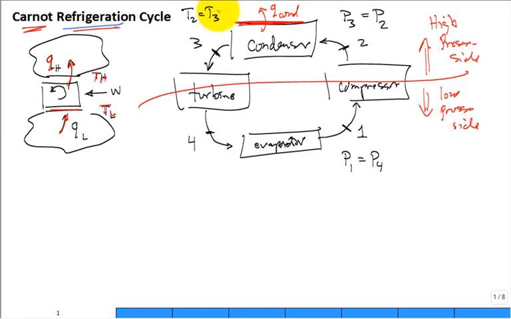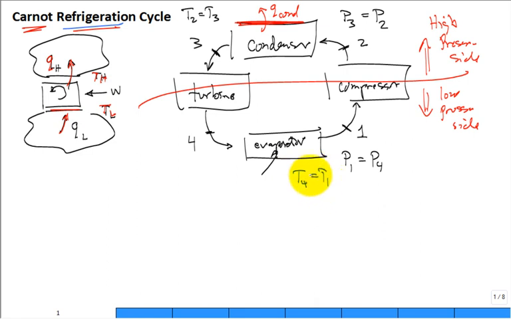Okay. Likewise over here, if you have it all cold and you're bringing in the heat, oops, I just erased that. I'll have to redraw it. What is the difference between the T4 and T1?